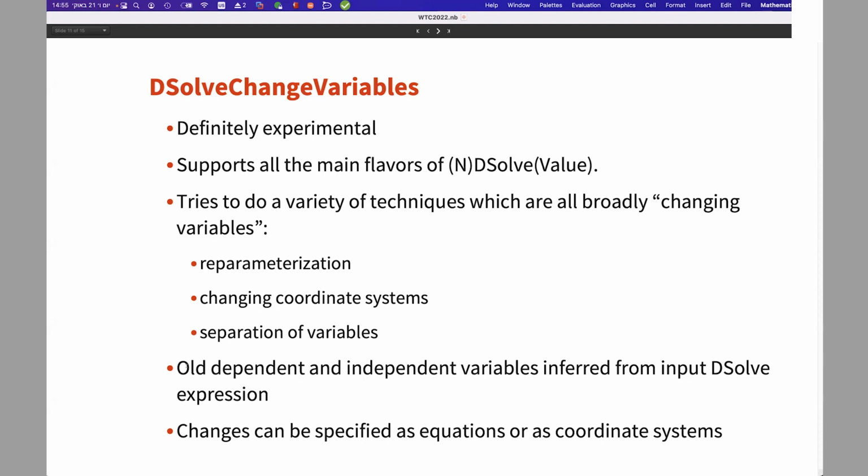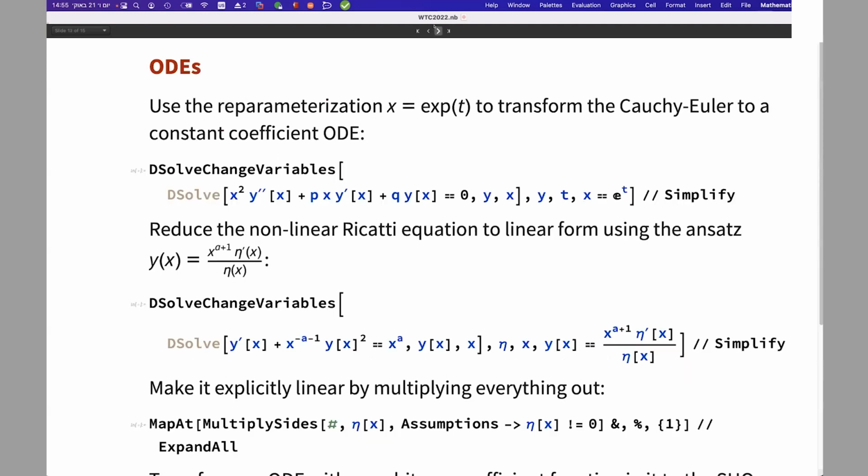The old dependent and independent variables are inferred from an input DSolve expression, and that's already one hint of the complication. In integrals, we only have independent variables. Here we have both independent and dependent variables that we might want to be changing around. And again, changes can be specified as equations or coordinate transformations.